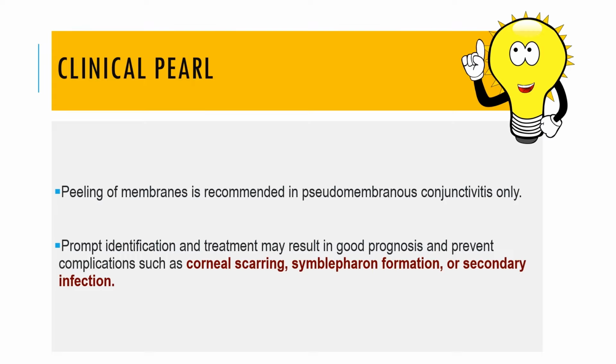that way, you will prevent that membrane to contract over a period of time. And as the membrane will contract, it will lead to cicatricial conjunctivitis. It will cause symblepharon formation, secondary infection, and even it can lead to scarring of the cornea.